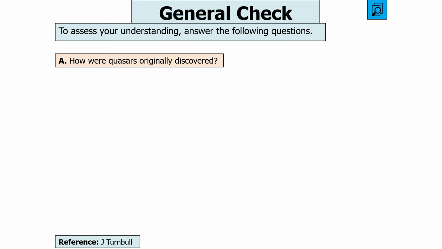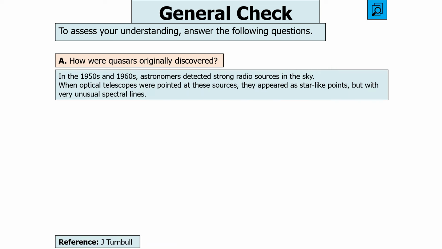How were quasars originally discovered? In the 1950s and 60s, astronomers detected strong radio sources in the sky. When optical telescopes were pointed at these sources, they appeared as star-like points with very unusual spectral lines.